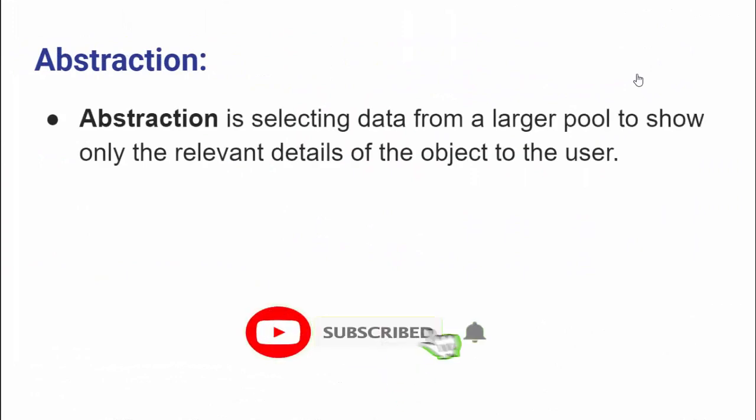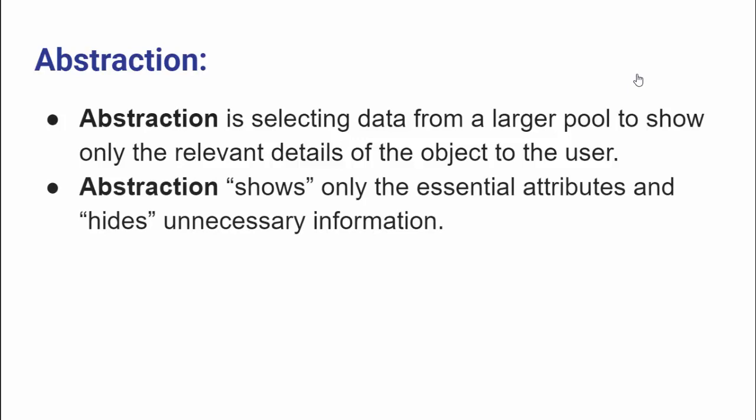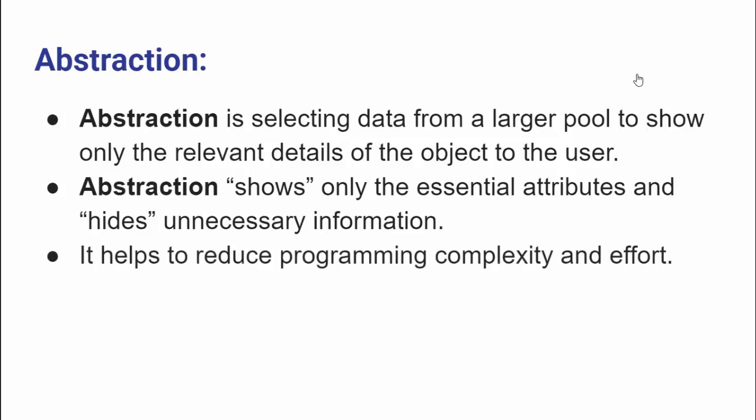Abstraction is selecting data from a larger pool to show only the relevant details of the object to the user. Actually, abstraction means if we have a large amount of data, then we will only show the relevant and required data to the user. It is known as abstraction. Abstraction shows only the essential attributes and hides unnecessary information. As I said, in abstraction we will only show the required essential information to the user and we hide unnecessary information from the user. It helps to reduce programming complexity and effort.